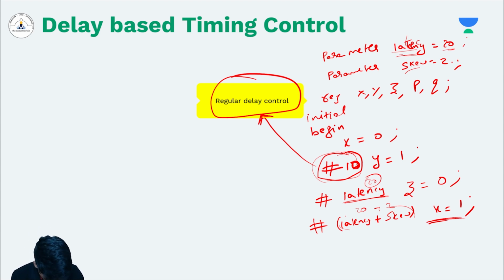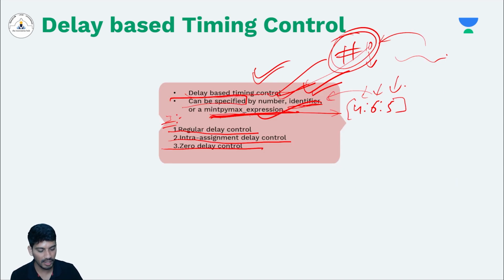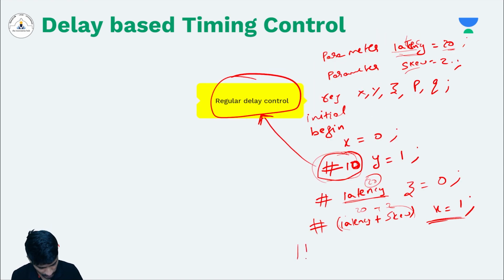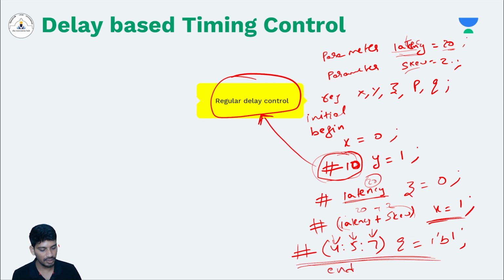Now let's say I want to define the min:typical:max expression. How to do that? I can write 4:5:7. This is my minimum delay, this is my typical delay, and this is my maximum delay. I'm assigning Q is equal to 1'b1, right? So these are the different ways you can define regular delay control. First is by using a simple number, second is by using an identifier, and third is by using min, typical, max expressions.